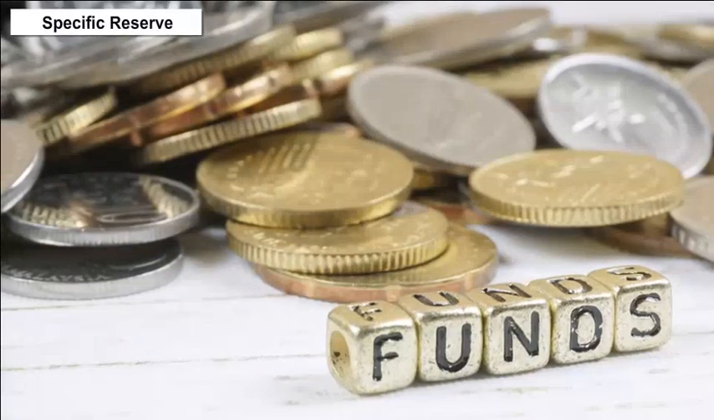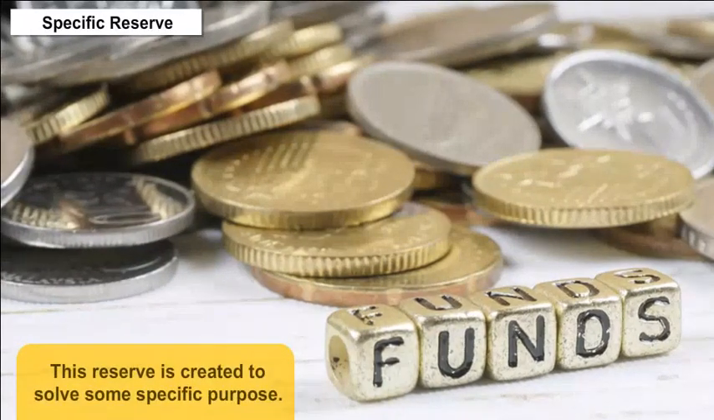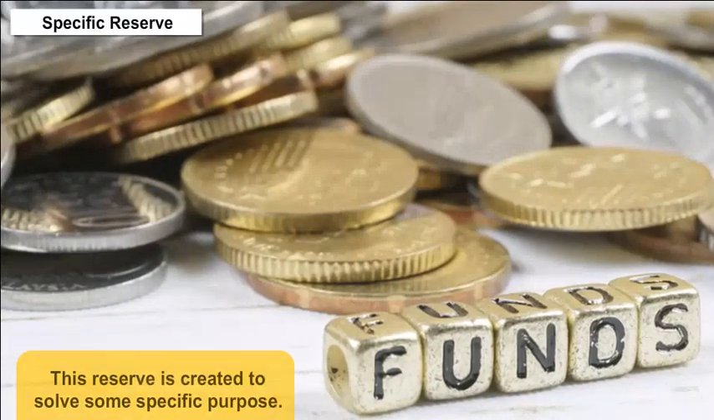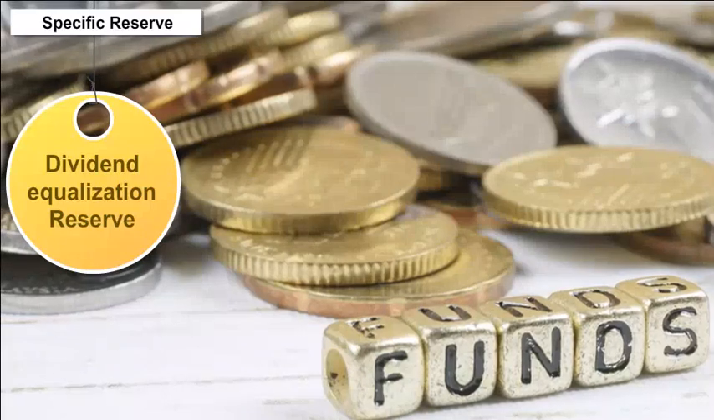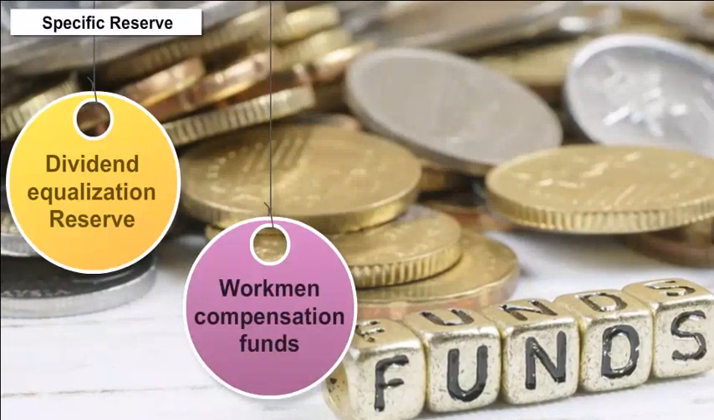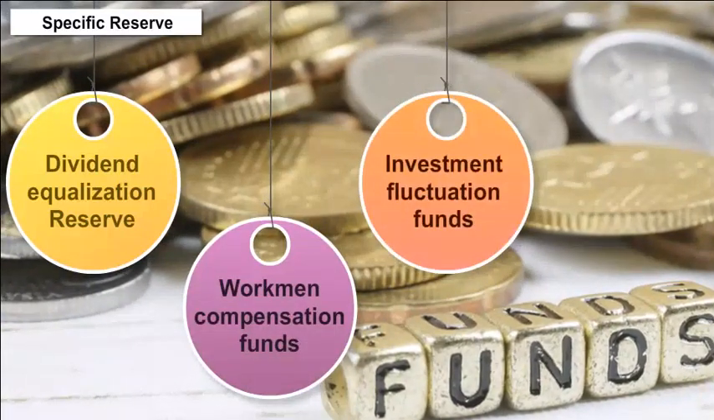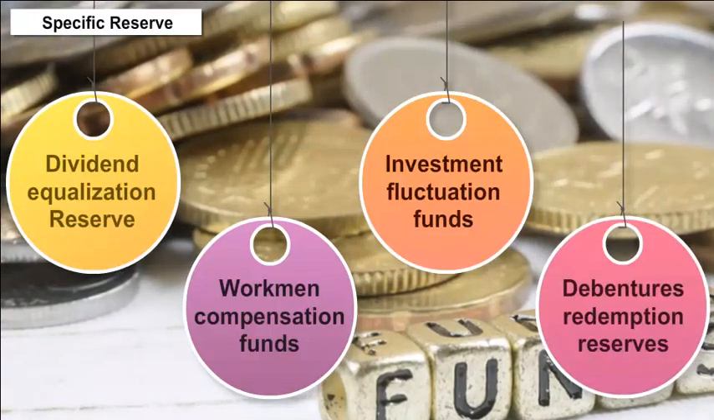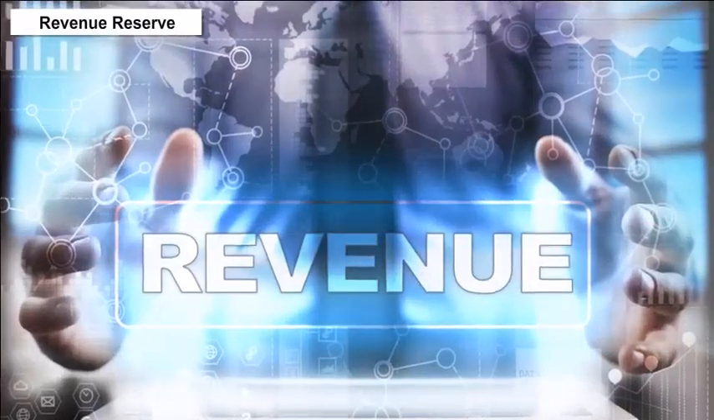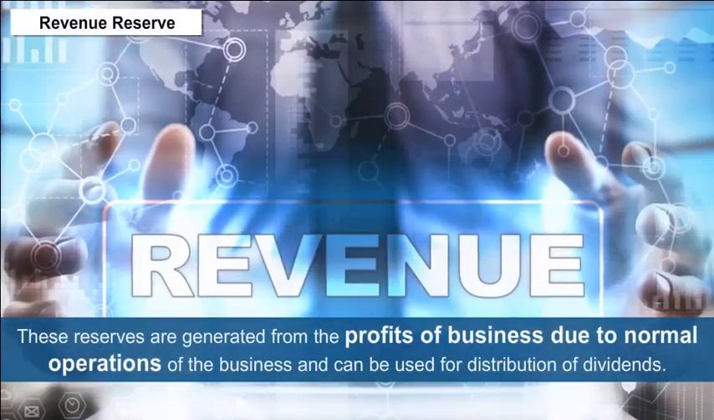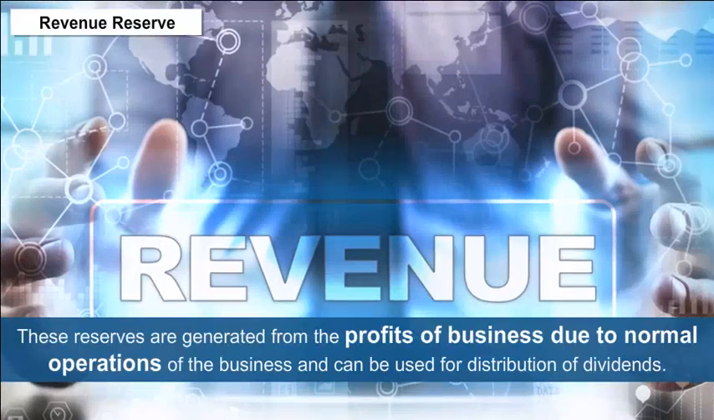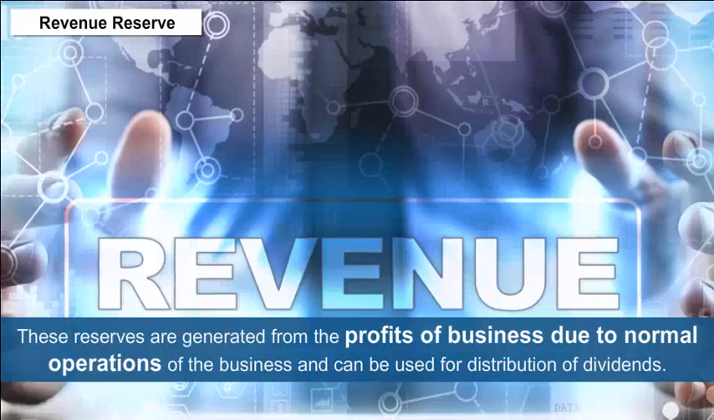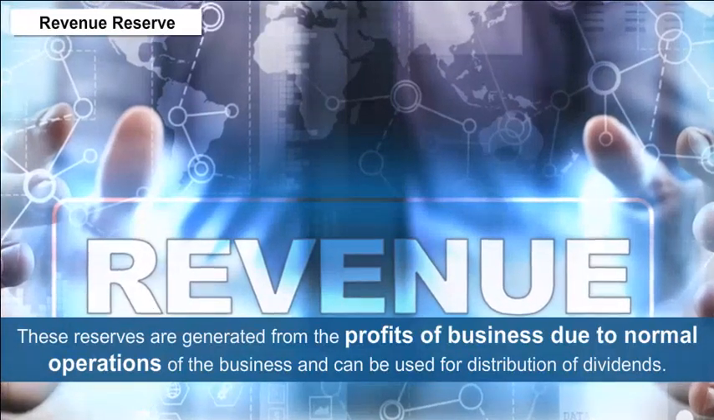Specific reserve. This reserve is created to serve some specific purpose. Examples are dividend equalization reserve, workmen compensation fund, investment fluctuation fund, debentures redemption reserve. Revenue reserve. These reserves are generated from the profits of the business due to normal operations of the business and can be used for distribution of dividends.